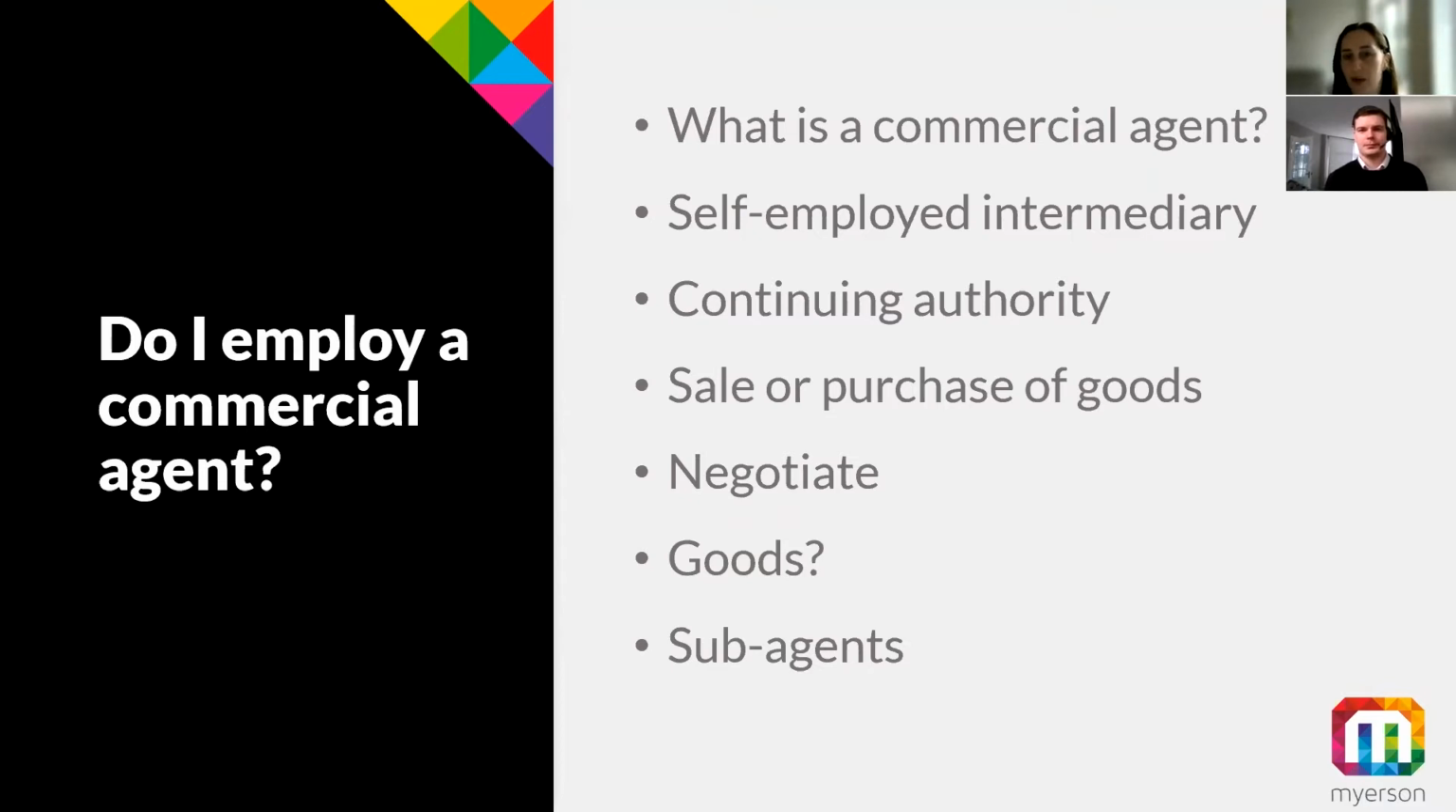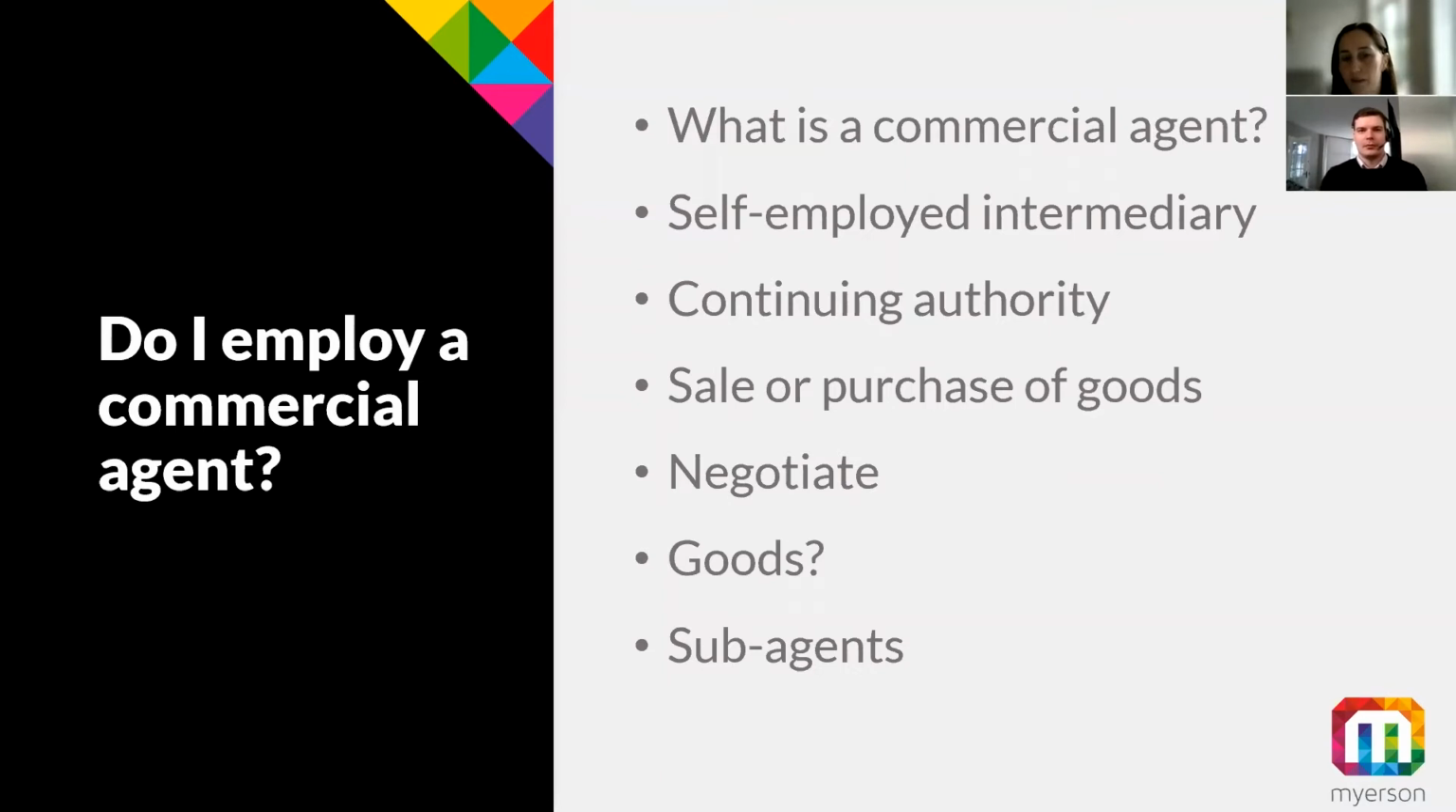So what makes someone a commercial agent? Well, the regulations do contain a definition of a commercial agent, and it's slightly long-winded, and I've not included it on the slide, but it reads as follows. So it's a self-employed intermediary who has continuing authority to negotiate the sale or purchase of goods on behalf of another person, the principal, or to negotiate and conclude the sale or purchase of goods on behalf of and in the name of that principal.